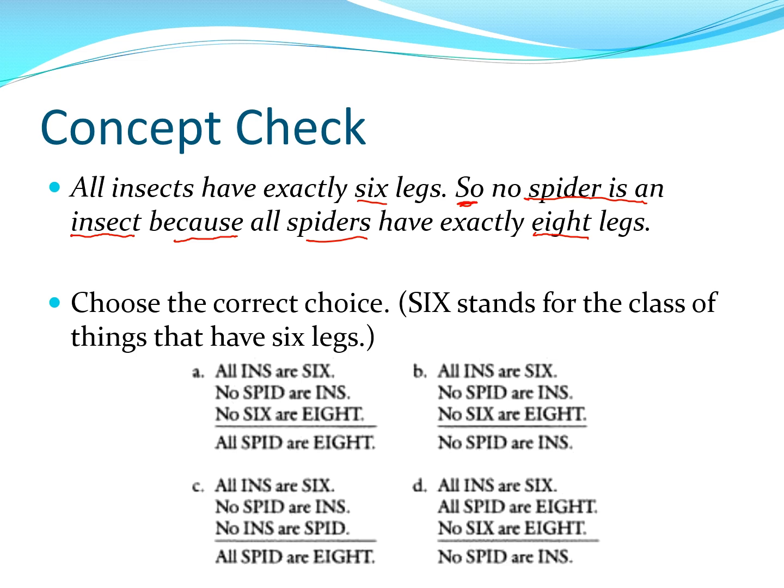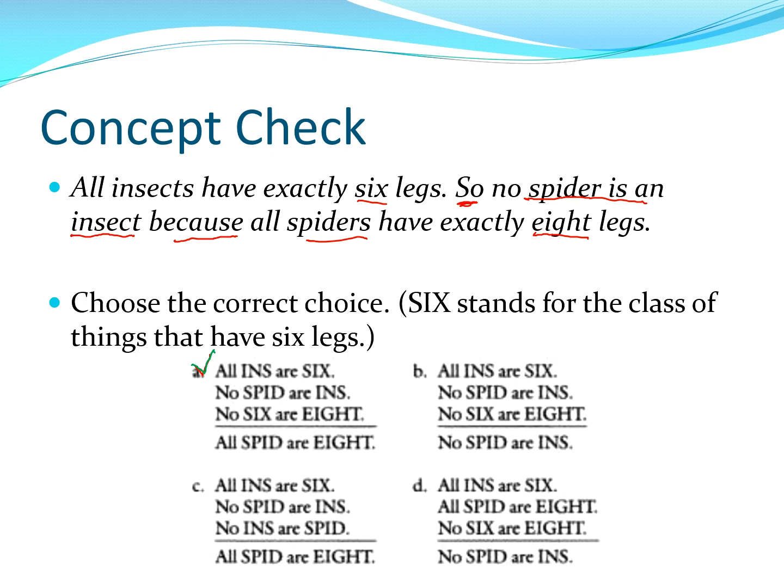So let's look at the letter A. It says all insects are 6. Okay, well that is true. All insects have 6 legs. So we got that one. Put a check mark, and let's go with green. It's got a green check mark. That's right. No spiders are insects?